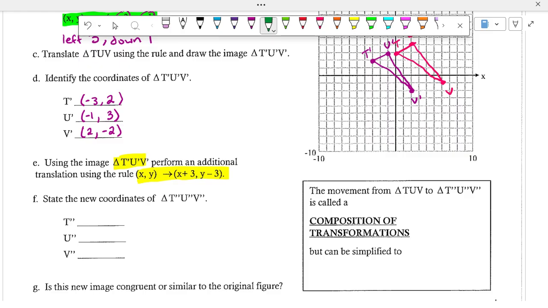So first off, if we look at the x values, am I going left, right, up, down? What do you think for the x? We're going to the right. How many units? 3. So we're going right 3. Now for the y's, am I going left, right, up, down? We're going down. How many units? 3, because it's negative.